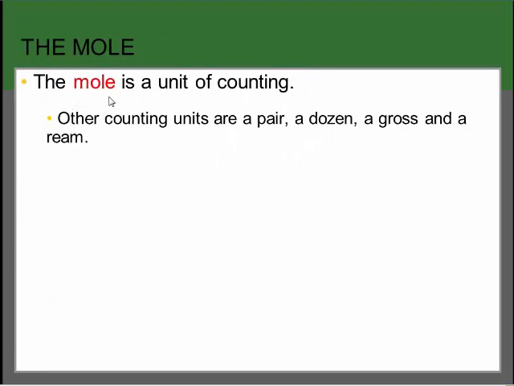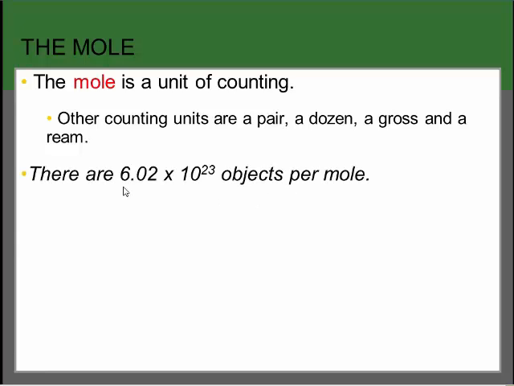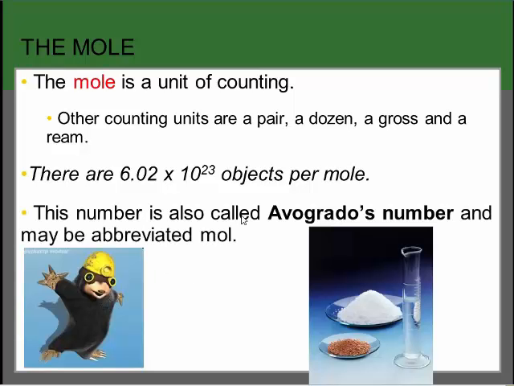So the mole is a unit of counting, just like a dozen, a pair, a gross, and a ream. It simply is a word that stands for a certain number of objects, just like a pair stands for 2, a dozen stands for 12, and so forth. The mole stands for 6.02 times 10 to the 23rd objects per mole. So that's a lot of objects. There are very, very many objects in a mole. And it's also sometimes called Avogadro's number, and it might be abbreviated as MOL. Not that much of an abbreviation.